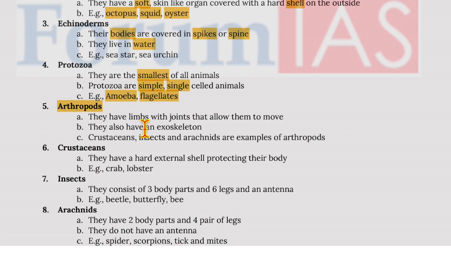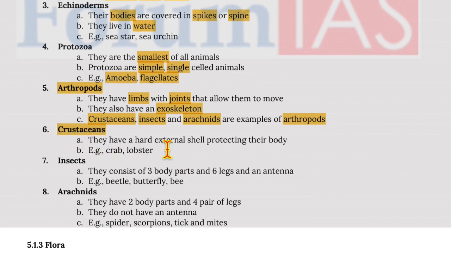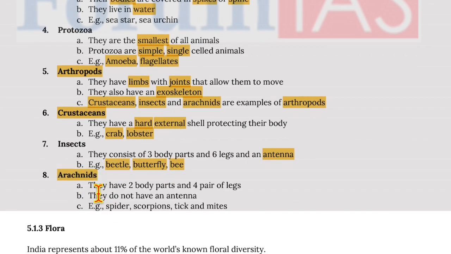Arthropods are those organisms which have limbs with joints that allow them to move. They also have an exoskeleton. Crustaceans, insects, and arachnids are examples of arthropoda. Now, crustaceans are those organisms which have a hard external shell protecting their body. Examples would be crab and lobster. Insects are those that have 3 body parts and 6 legs and an antenna. Examples would be beetles, butterfly, and bee. Now, arachnids are those organisms that have 2 body parts and 4 pairs of legs. They do not have an antenna. So the difference between insects and arachnids would be the presence and absence of antenna. Now, examples of arachnids would be spider, scorpion, tick, mites, etc.